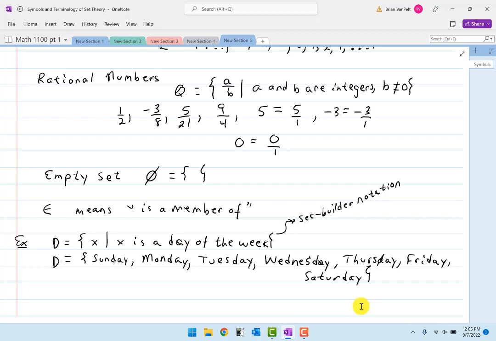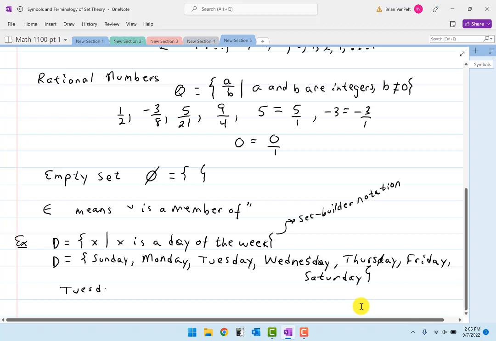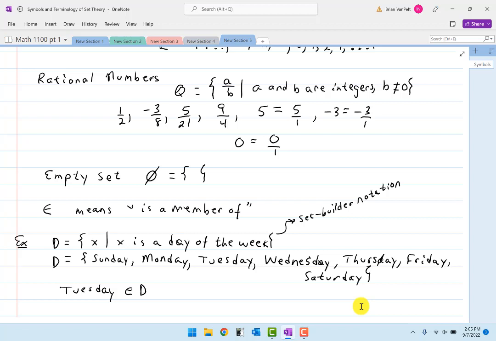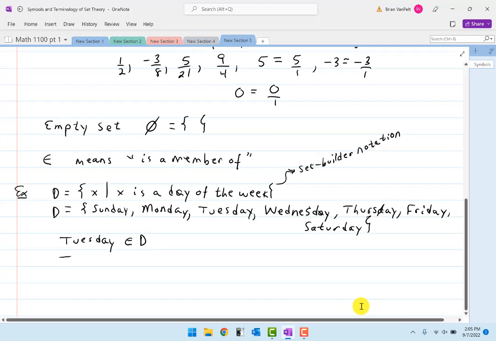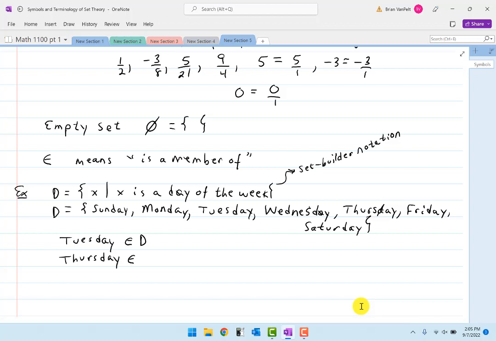Well, it's easy to tell what's inside of there, so I can use this. I can say, for example, Tuesday is in set D, or Thursday. That's also in set D. However, I happen to know that numbers, for example, 29 is not in set D. Notice I just put a slash through it. Or the month of May, I know, is not in D.